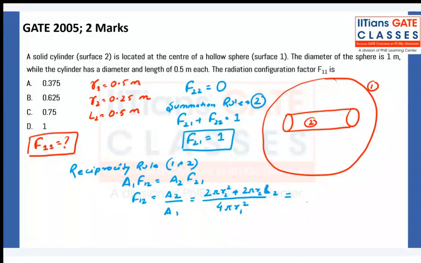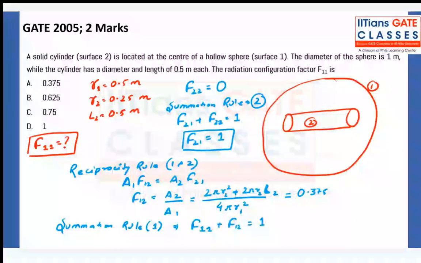Chalo. So Sahil is telling 3 by 8, which is 0.375. Now let me apply the summation rule for body 1. So can I say F11 plus F12 is equal to 1? So we need to find F11 is equal to 1 minus F12. And how much is F12? 0.375. And Sahil and Sean have calculated wrong. Sahil, acha, Sean, what is the answer?